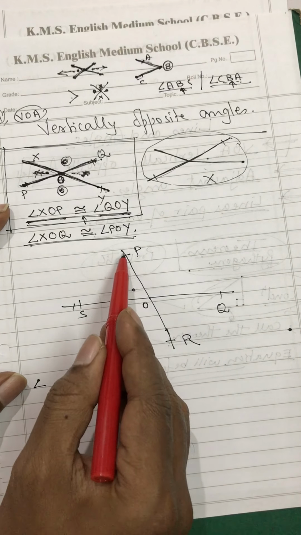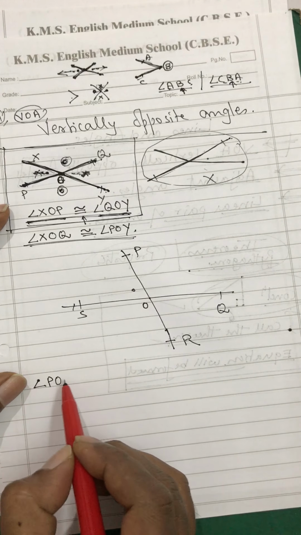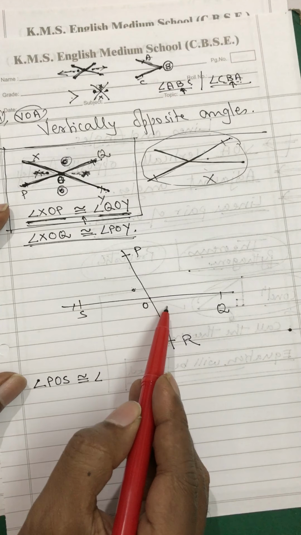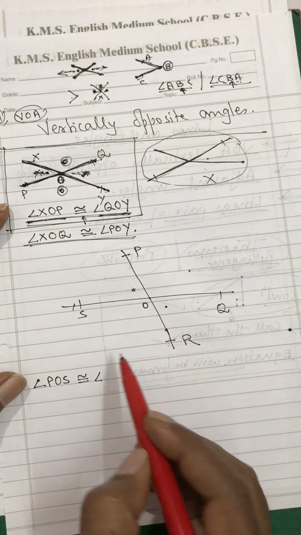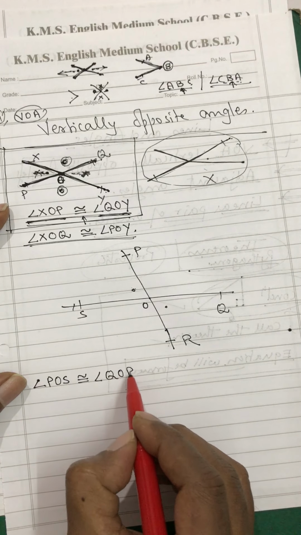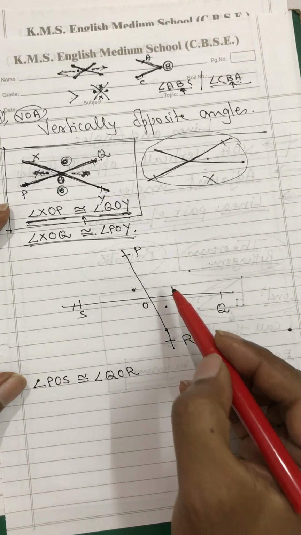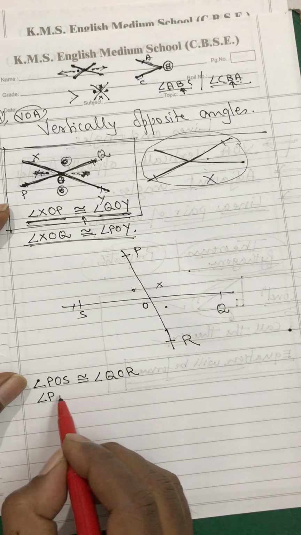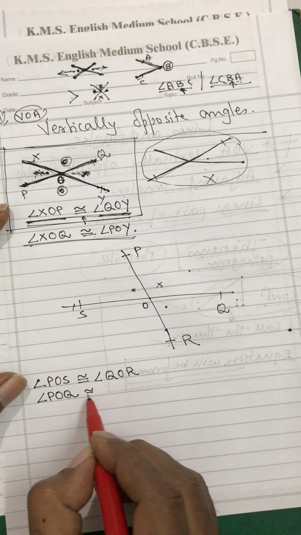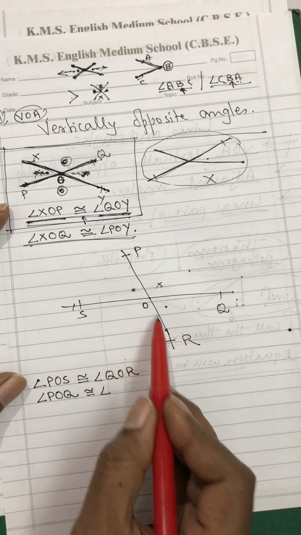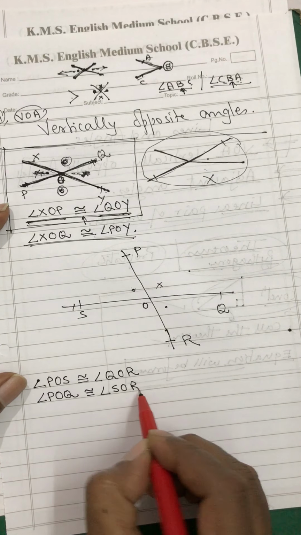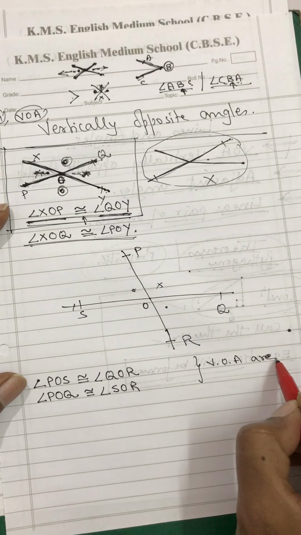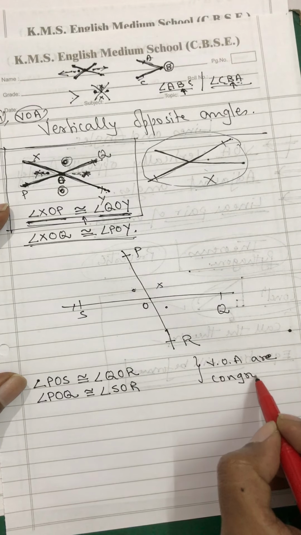So angle POS will be congruent to this angle. What is the name of this angle? Angle QOR. Similarly, the other pair is this one. What is the name of this angle? Angle POQ. Angle POQ will be congruent to angle SOR. Reason for this will be vertically opposite angles are congruent.